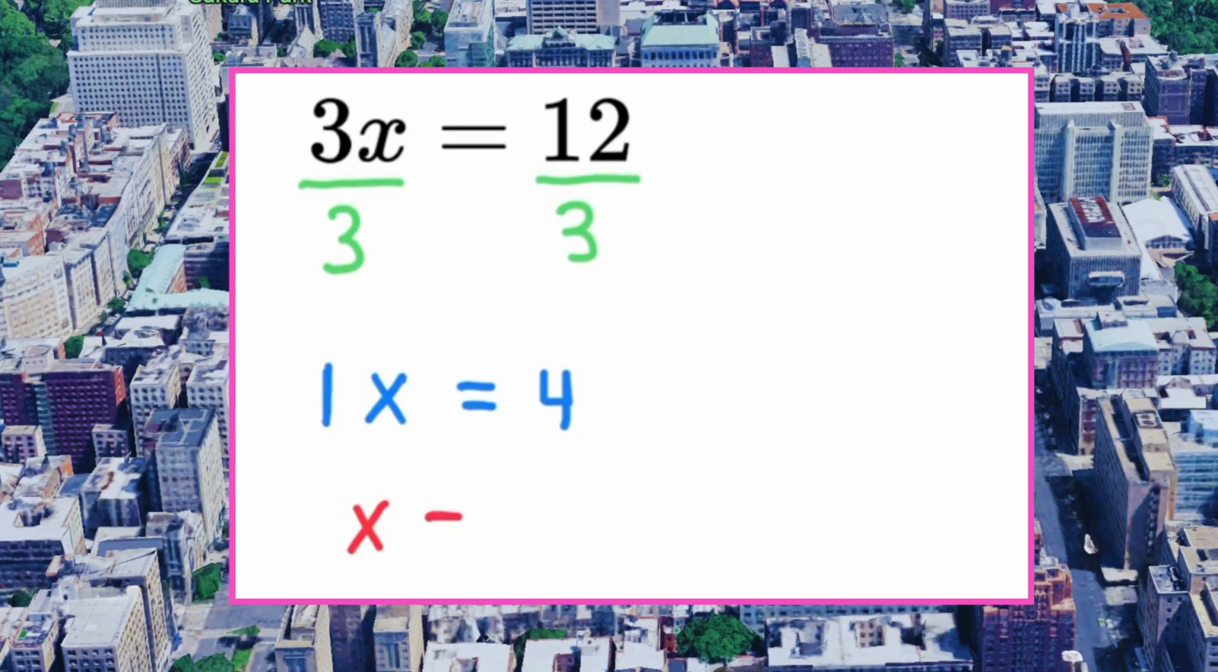Since 1 times any number will give me the same number, I don't need my coefficient of 1, and I'll write my solution as x equals 4. I'll then check my solution by substituting x with 4.